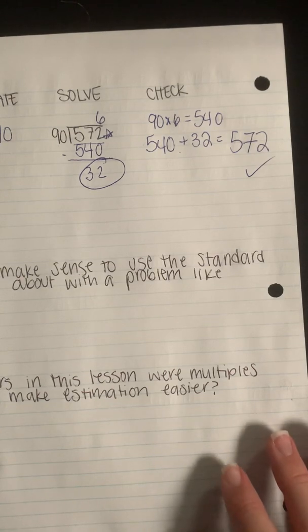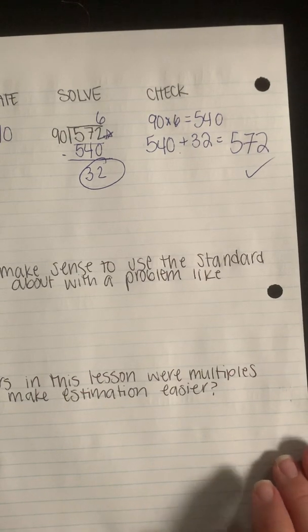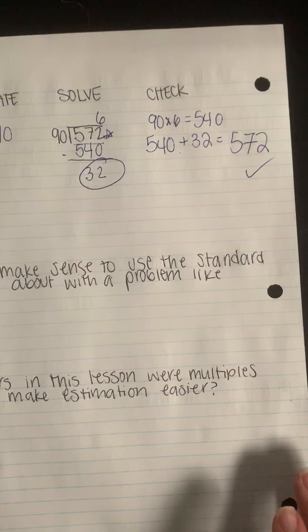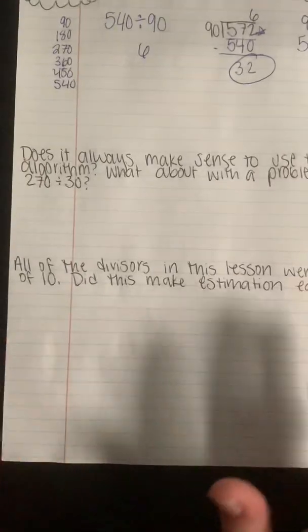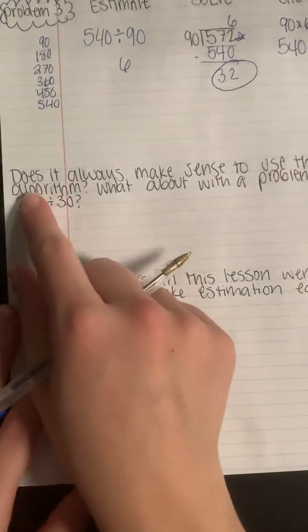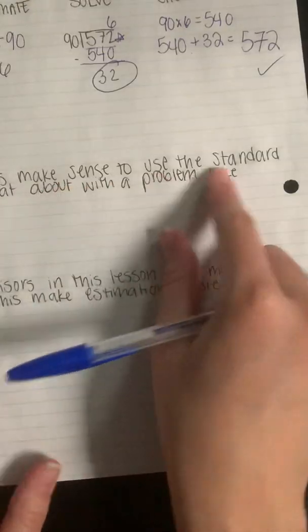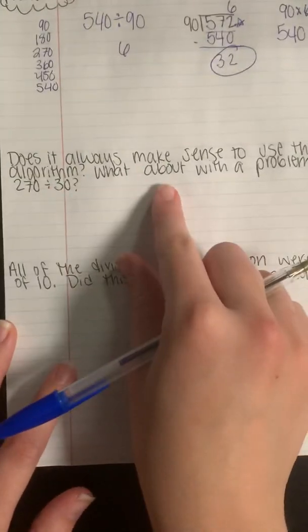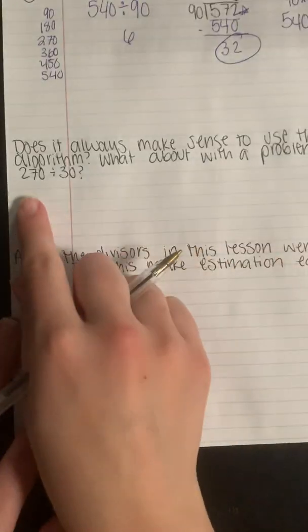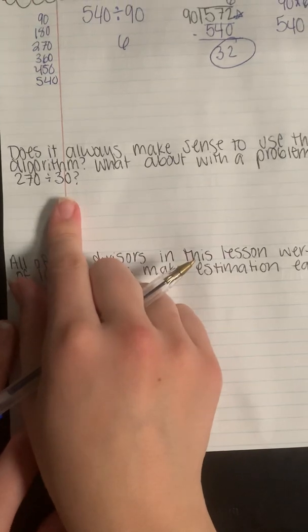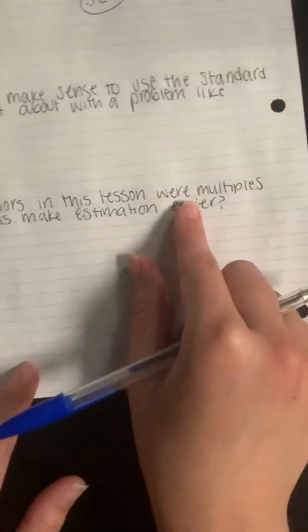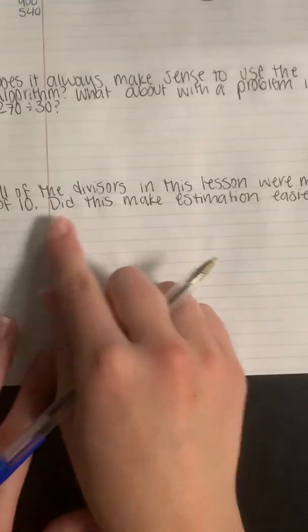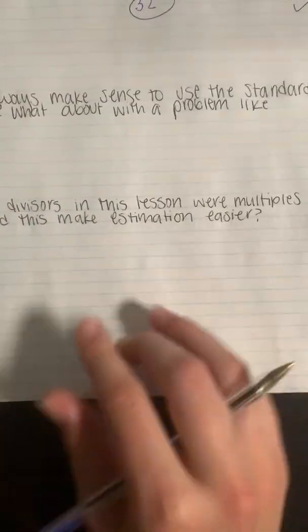Awesome. So you have 2 problems that I'd like you to answer on your own in your notebook before you start your practice problems. The first is, does it always make sense to use the standard algorithm? What about with a problem like 270 divided by 30? And then all of the divisors in this lesson were multiples of 10. Did this make the estimation easier?